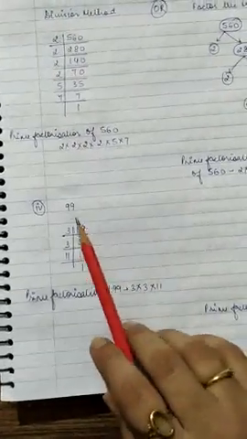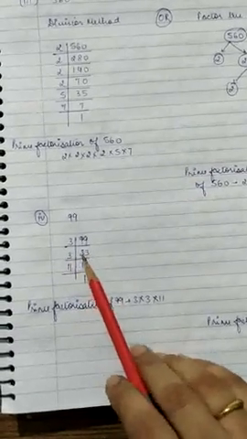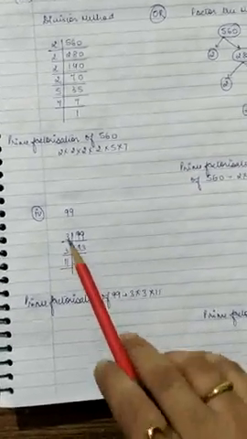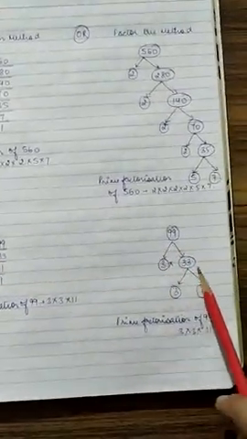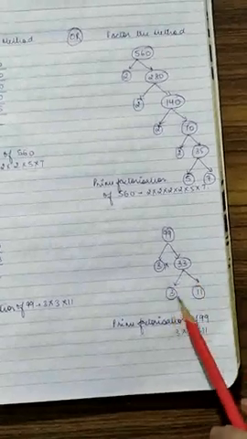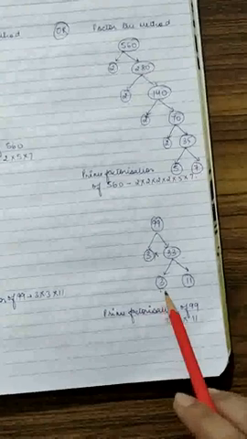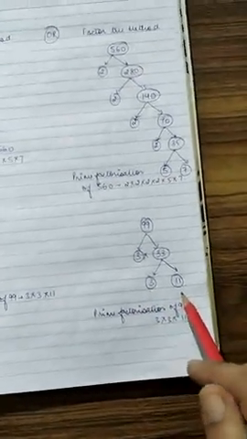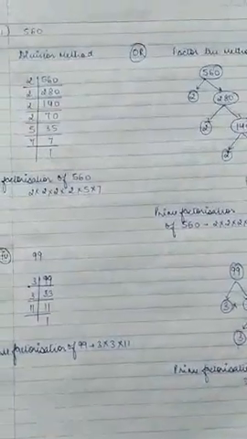Last part of this question, 99. 3 33s are 99, 3 11s are 33, 11 1s are 11. Write these factors. 99, 3 33s are 99, again 33 can be divided, 3 11s. So all these are the factors: 3, 3 and 11. Like this you have to write. So 3, 3, 11. Complete this exercise in your notebooks, children. Thank you.